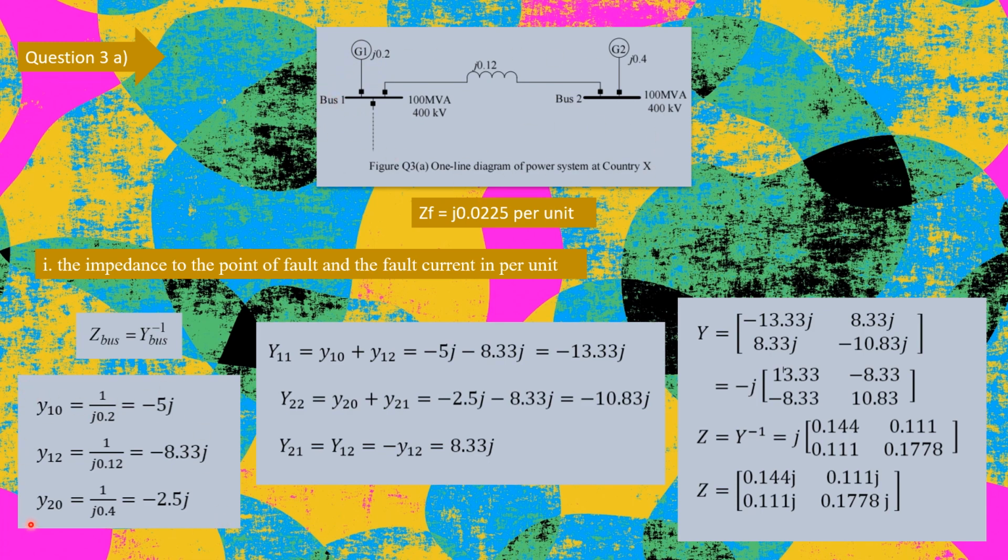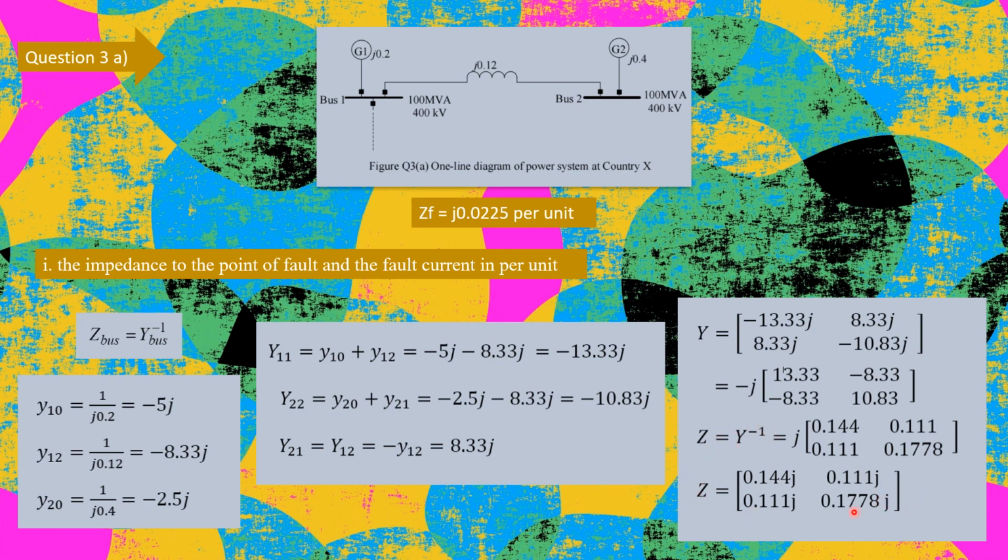After we obtain this, we have to obtain Y11, Y22, Y21 and Y12. Note that these parameters are represented with a capital Y because these are the members of the Y matrix. We determine the members of the Y matrix using the values of y10, y12, y20. Once we have formed the Y matrix, we need to invert the Y matrix to get Z.